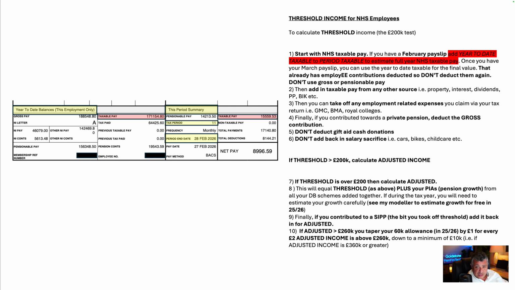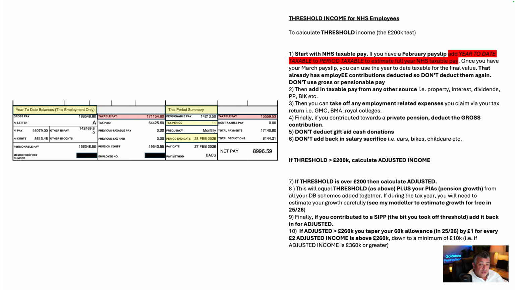If you've got a car lease or bikes or childcare, you don't add those back in. So that will give you your threshold income. And there is a threshold income test, which is if it's above 200,000, you then need to calculate adjusted income. And adjusted income essentially is going to be your threshold income plus your pension growth.